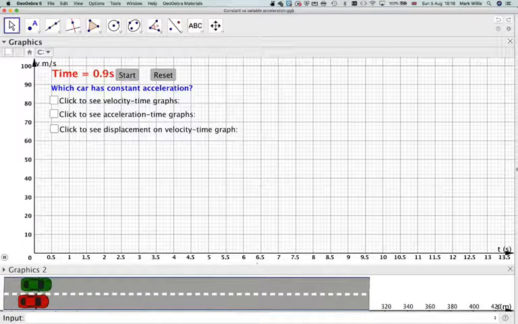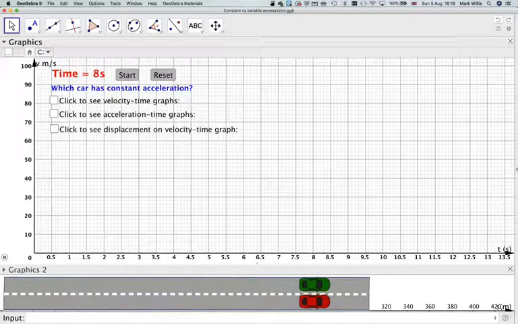The green car starts off faster. It gets a bit faster. And we can see that the red car catches up. In fact, they both finish at the same time. We'll just reset that and have a look at it one more time. You can look at this yourself using the GeoGebra app. So I think we can see there that the green car has the constant acceleration and the red car has some sort of variable acceleration.